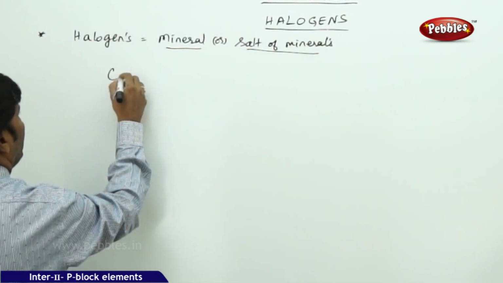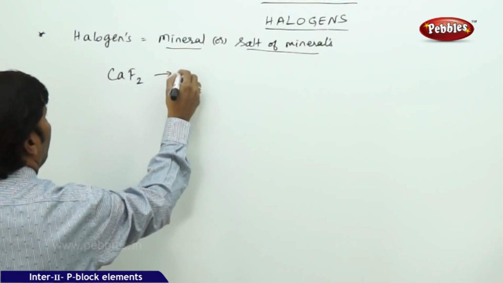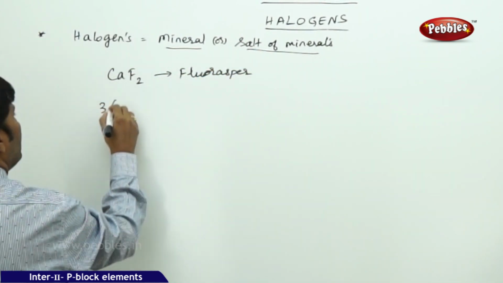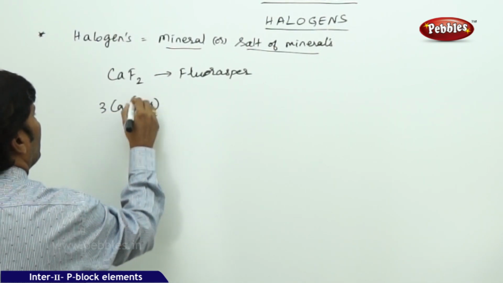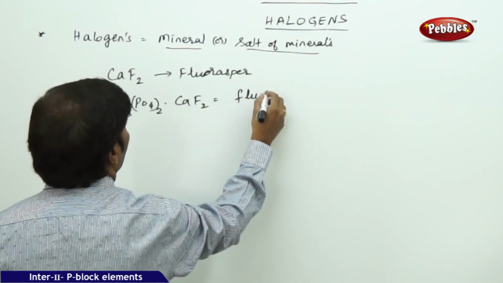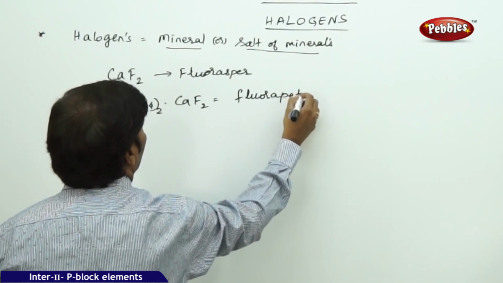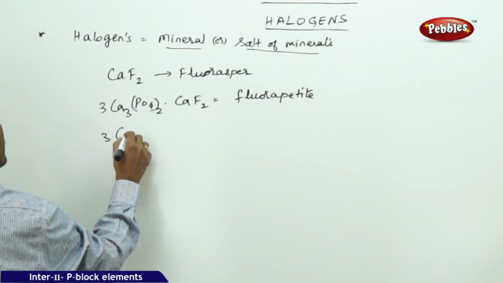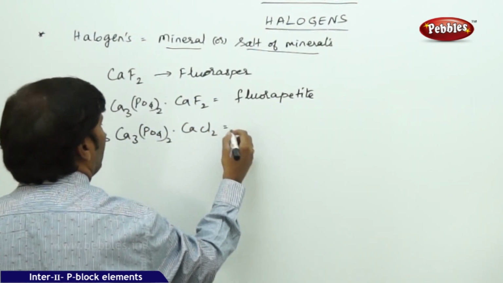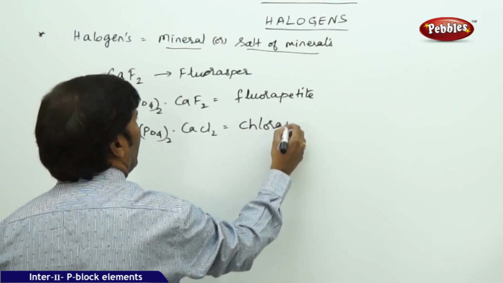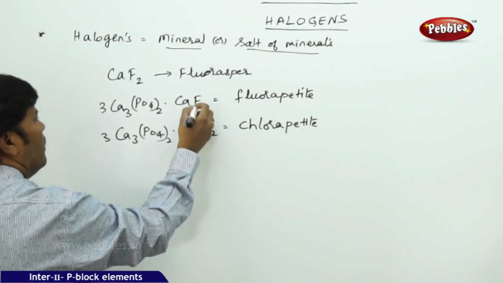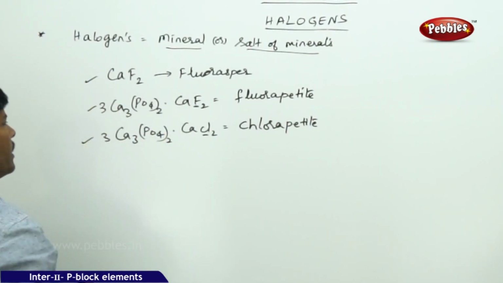For example, fluorine is available in the form of fluorspar, CaF2, then 3Ca3(PO4)2·CaF2, which is called fluorapatite. Then chlorapatite, 3Ca3(PO4)2·CaCl2. That means here you are finding that chlorine is present, and here fluorine is present. Then you can take KCl.